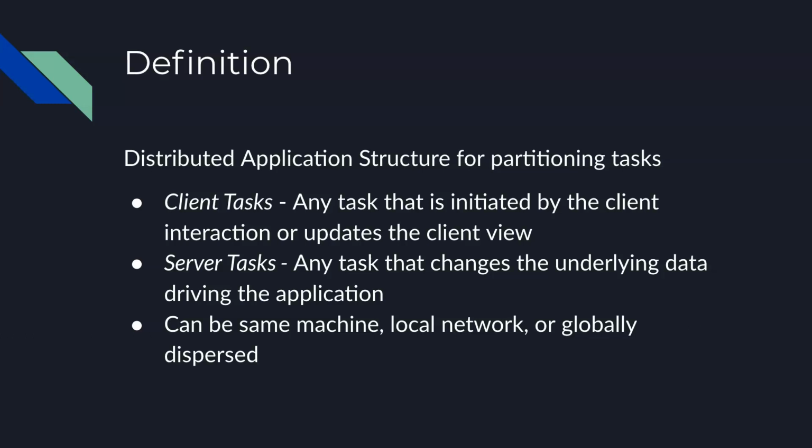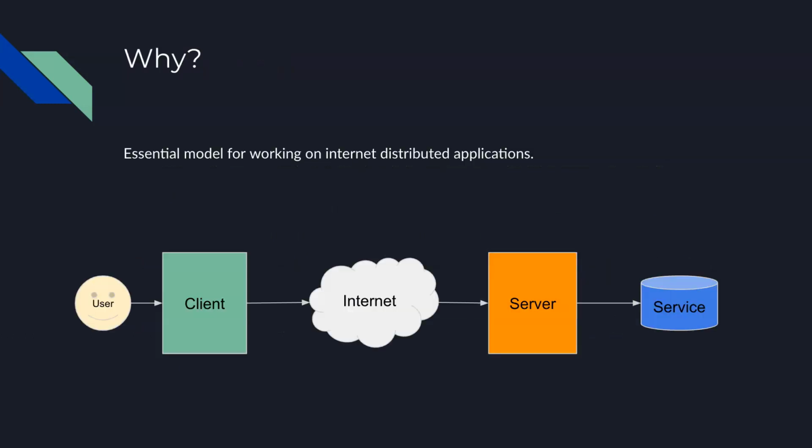And those can happen on the same machine, or they can be across a local network, or they can be globally dispersed. They can be spread across machines in multiple data centers around the world, and the client can be located on a laptop or mobile phone somewhere. So all we're talking about here is it's a big fancy word that just means the way we split up tasks is distributed either locally or globally. Okay, that's all we mean by that.